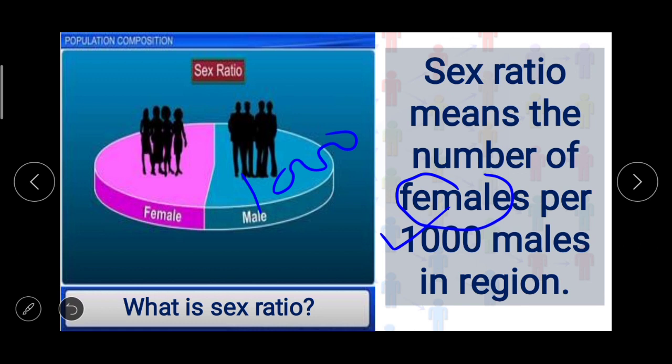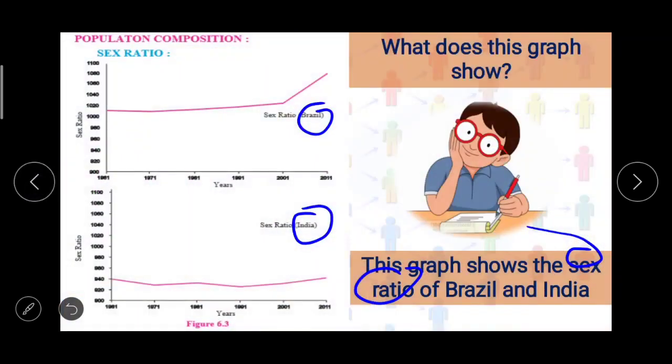It is evident from the graph that the number of women in Brazil has always been more than men, while in India they have never been more than men. Here you can see this graph, more than 1000 and it is going up. If we talk about India, it starts with 940 and it is going somewhere down, somewhere up, but not more than 1000.